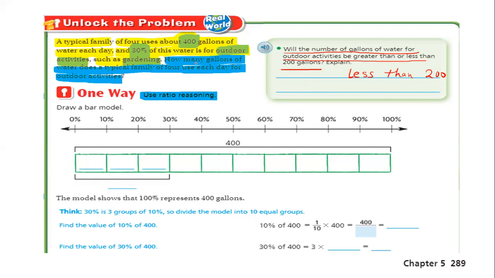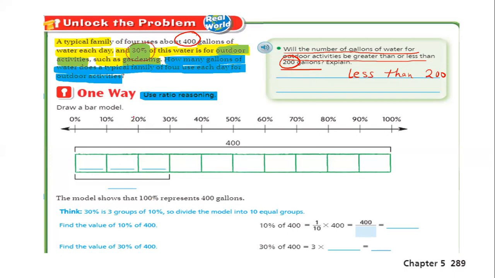Yeah, I know. Look here, 30% means less than the half of something. That's right, less than the half of 400. The half of 400 is 200 here. But my answer should be less than 200 because the percentage here is 30%.